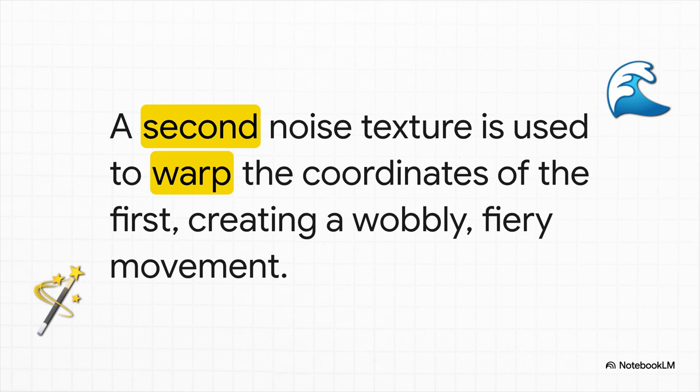Now, the real secret sauce here is that distortion step. It sounds complicated, but the idea is actually super clever. You take a second noise texture, and you use its values to mess with the coordinates of your first texture. So instead of pixels moving in a straight line, they follow this wobbly, distorted path. And that's what creates that classic, fluid, fiery motion we all recognize.